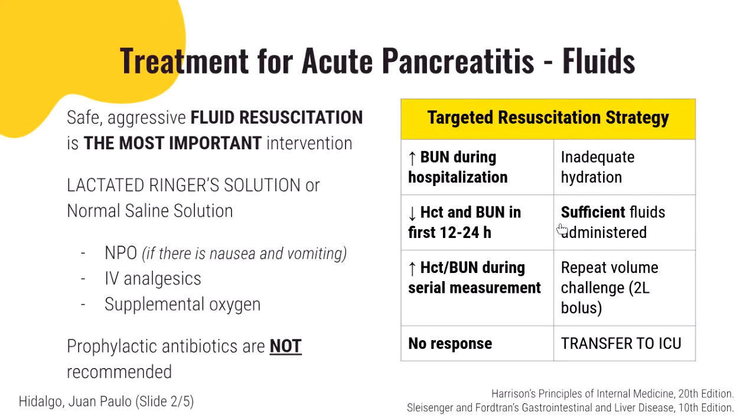Also, in the serial testing, if there is an increased level of hematocrit and BUN, we should do a repeat volume challenge of 2 liters bolus. And if the patient did not respond to that, we should transfer the patient to an ICU. So we should also exercise caution for overhydration, especially among patients who are elderly and those with renal and cardiac problems.